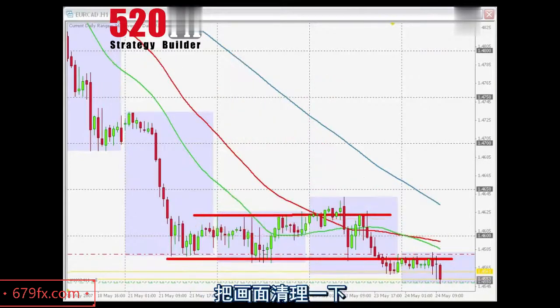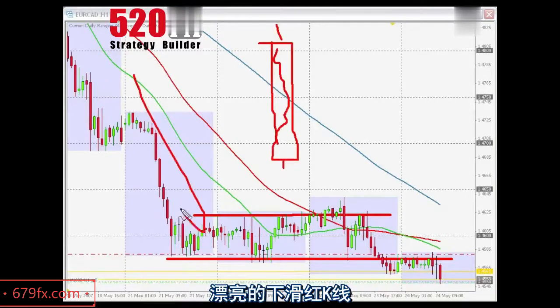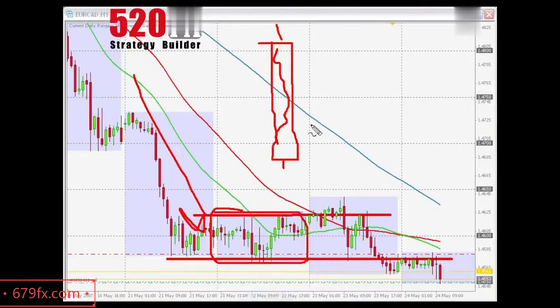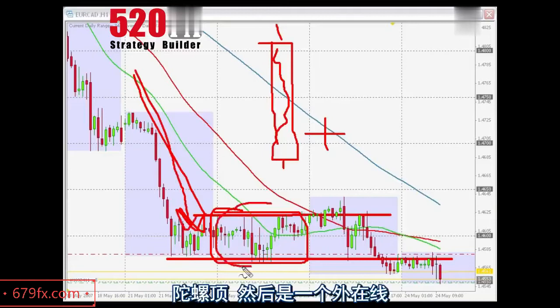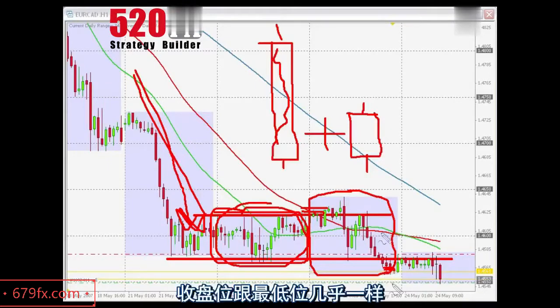Okay, let's clean up the chart a little bit once again. This is pure price action reading. Nice red bar right here. We have a doji, spinning top, whatever, indecision, or at least the market is taking a breather after such a nice move down. Then we have an outside bearish bar, right here. Open, close, low. Actually, the close and the low are very similar. And the high, that's another red bar.